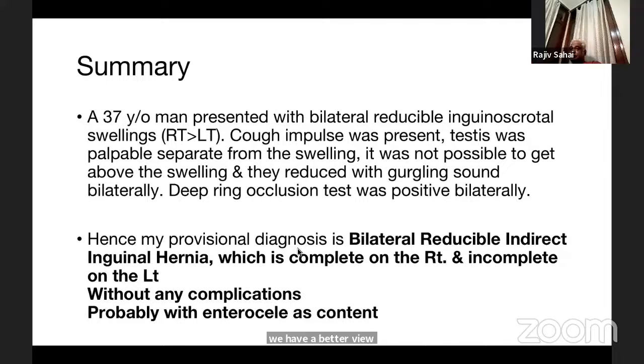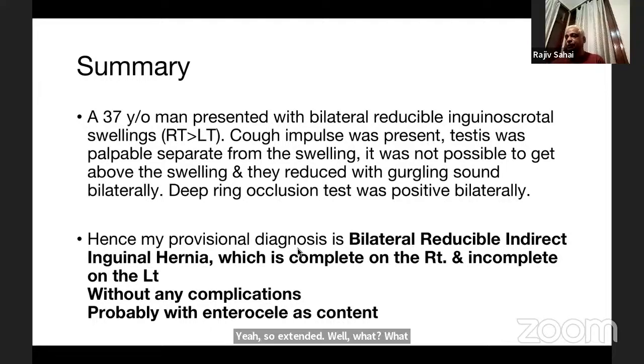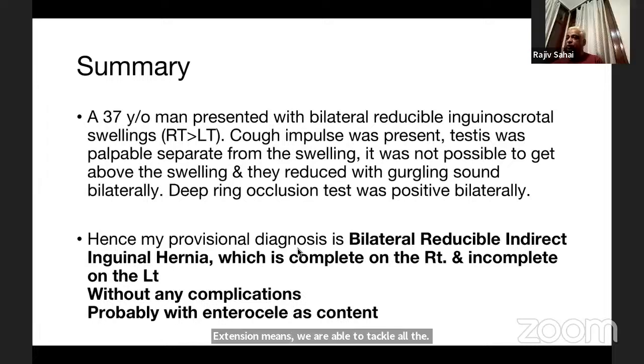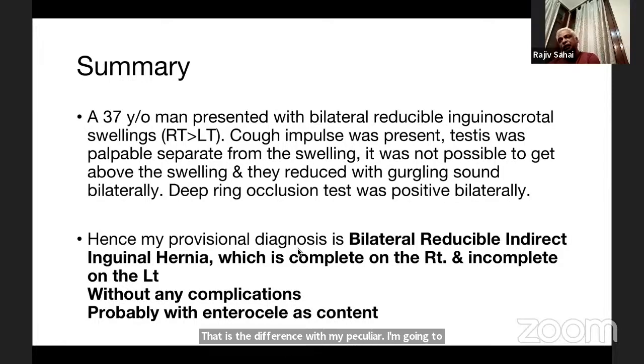Is that so? What does E stand for? Extended or enhanced, sir. Yeah, extended. Well, what does extension mean? Extension means, sir, we are able to tackle all the myopectineal orifice. You can do it with the normal one. Here we are covering the umbilical port hernia also. Yes, sir, that is the difference. With the myopectineal orifice, I'm going to cover the umbilicus also. Oh, yes, sir. That is E-TEP.